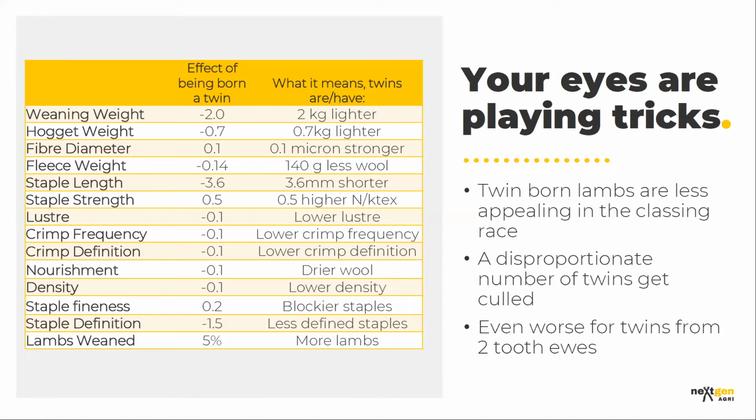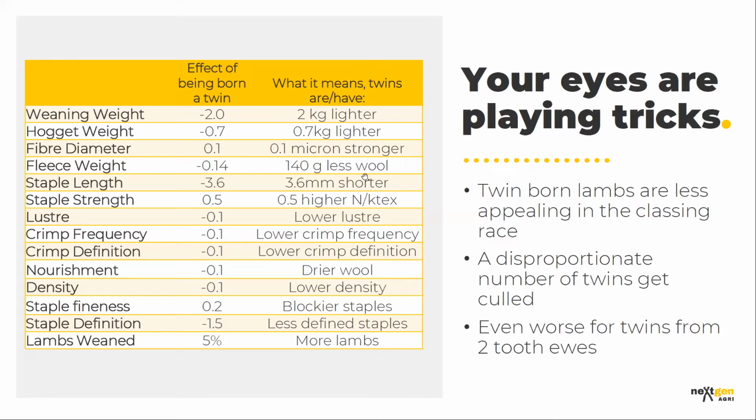We did some work with Renotech data and had to look through how visual scores look for twins versus singles as well. The Merino Lifetime Productivity Project has been doing a bit of this as well. And across all circumstances, a disproportionate number of twins get culled if you don't allow for that properly. If you look down this list, there's a heap of information there. The twins are lighter at weaning and hogget weight.